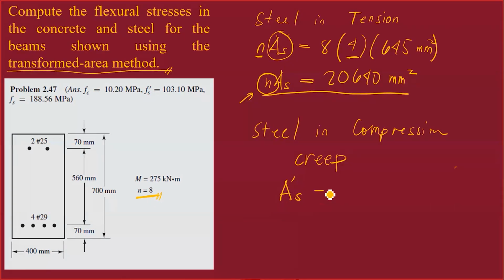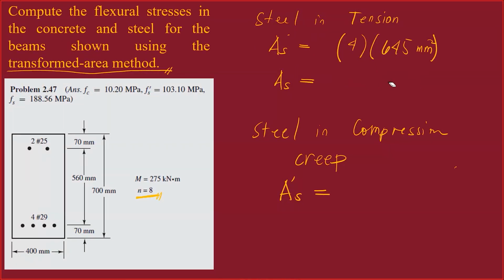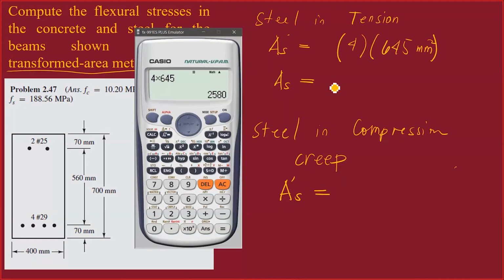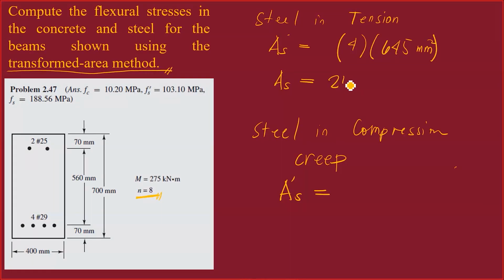Before we solve for 2n times AS prime, let us first solve for the area of steel in tension. We multiply by 8, so AS is 645 times 4, which is 2580 mm squared. This area is still steel and has not yet been converted to concrete. How about AS prime?